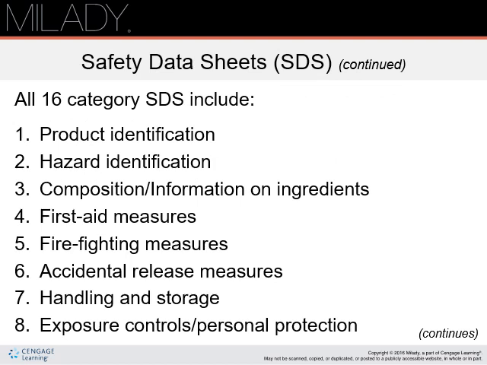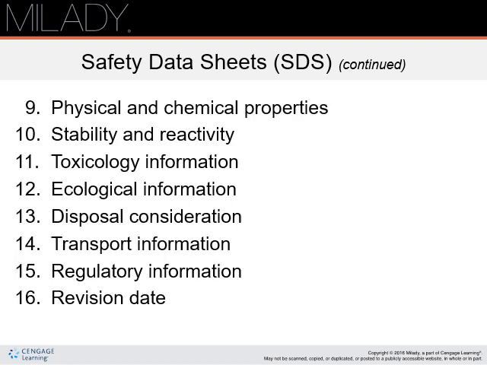All 16 categories include product identification, hazard identification, composition information on ingredients, first aid measures, firefighting measures, accidental release measures, handling and storage, exposure controls, personal protection, physical and chemical properties, stability and reactivity, toxicology information, ecological information, disposal considerations, transport information, regulatory information, and revision date.